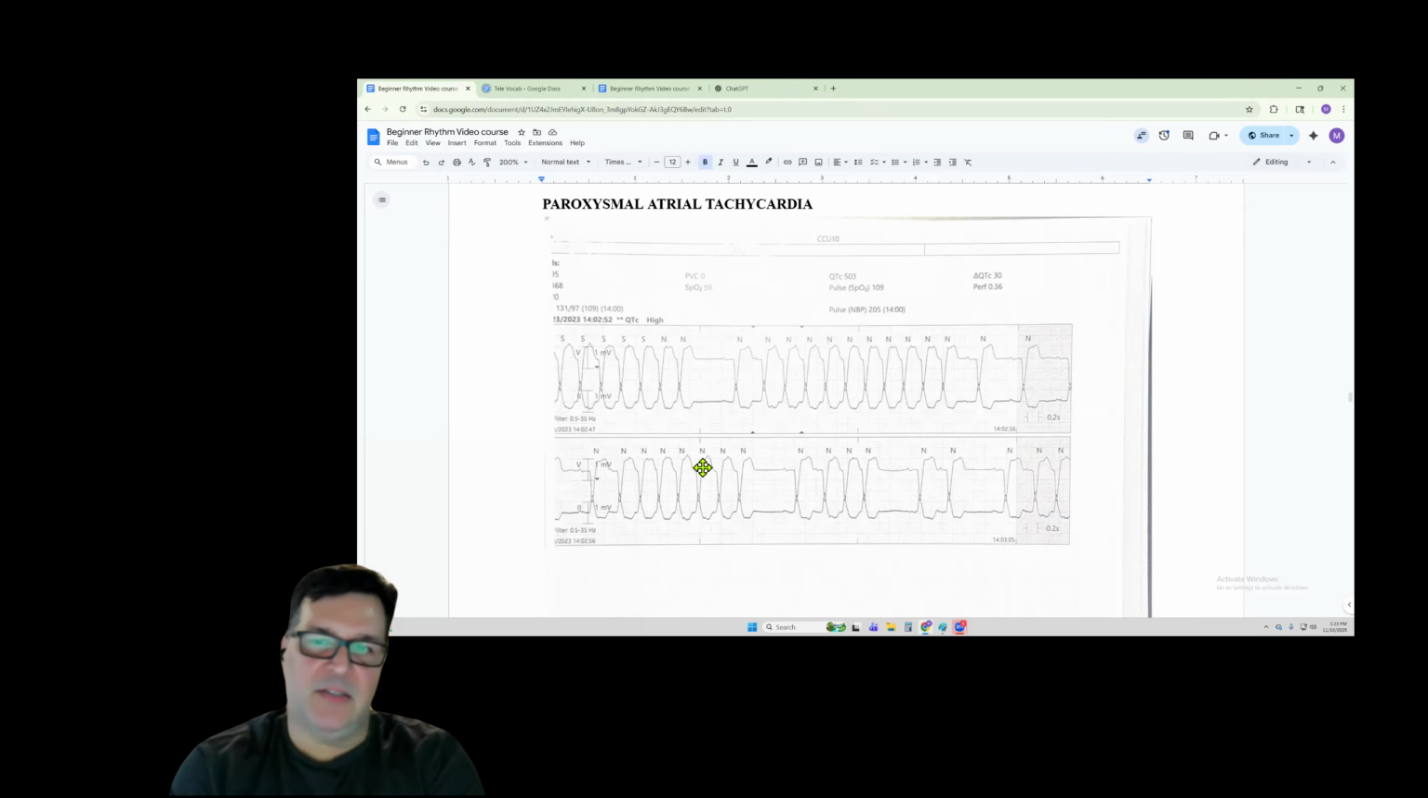But again, SVT is just a sudden onset, narrow QRS tachycardia. If the QRS changes and gets a little wider than the sinus beat, then you're talking about something else. But all these QRSs are the same. Even though it looks ugly, all the QRSs are the same here.